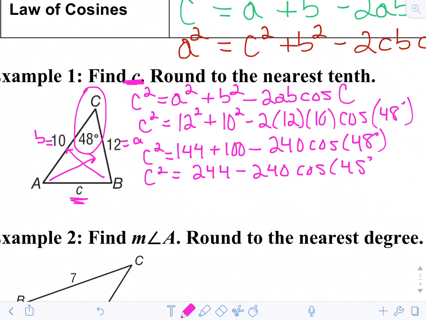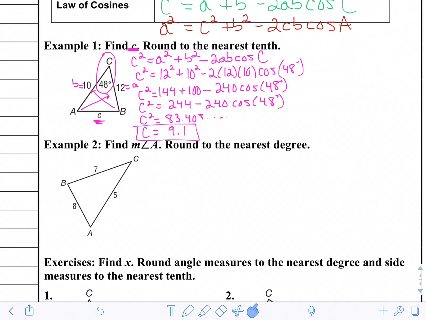Okay, so I'm going to type this into my calculator. You have 244 minus 240 cosine of 48. Make sure your calculator is in degree mode. Okay, you get 83.408 and so on. All these numbers, don't round, because if you round right now, you're not going to get the accurate answer for our final answer. Hit second square root, second answer, because then it's going to have all those decimals included. And you should get C is equal to, when I round this to the nearest tenth, 9.1.